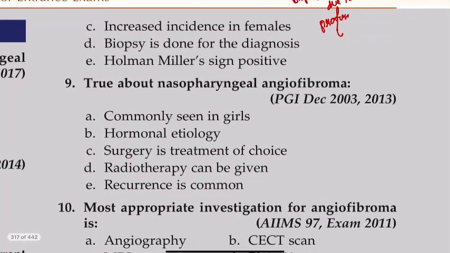Increased incidence in female? No, that's not right. It is in male. Biopsy is done for the diagnosis? It is never done. Why? Because while doing the biopsy, there will be profuse bleeding. Before surgery we also do embolization of the internal maxillary artery. So it is also not right. Holman-Miller sign is positive, that's right.